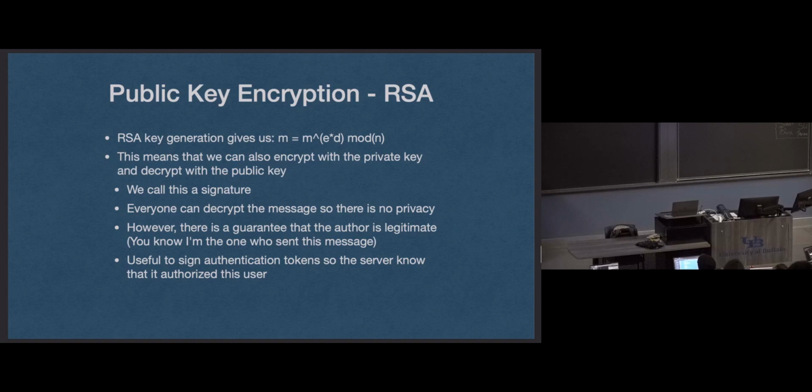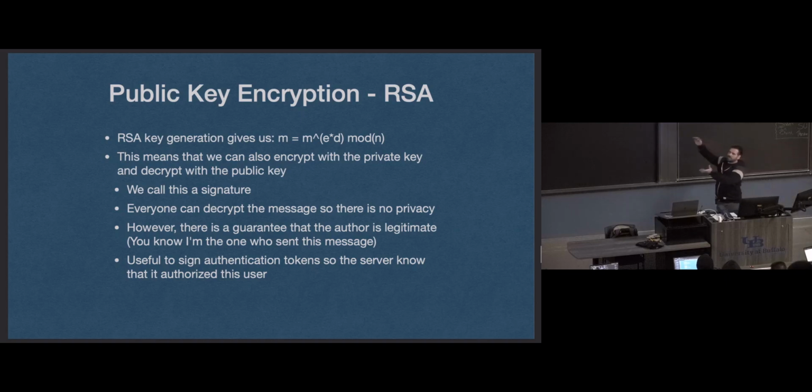If I encrypt with my private key, everybody on the planet has my public key, it's public, and can decrypt that message. So everybody can read the message. But what that does is guarantee that I am the author of that message. This is what we call a cryptographic signature. So we can sign a message and say, I am the author of this message, because you just verified that it was me, because it decrypted with my public key.